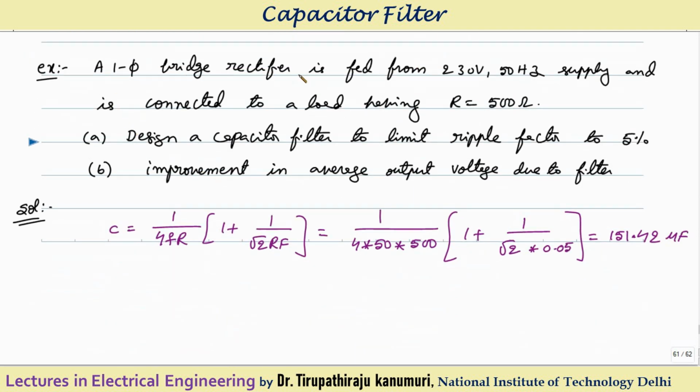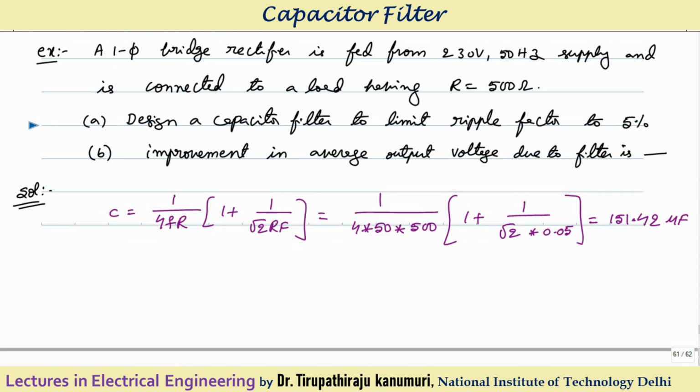A single phase bridge rectifier is fed from a 230 volts 50 Hz supply and is connected to a load having resistance R equal to 500 ohms. Design a capacitor filter to limit the ripple factor to 5%, and find the improvement in the average output voltage due to the filter.